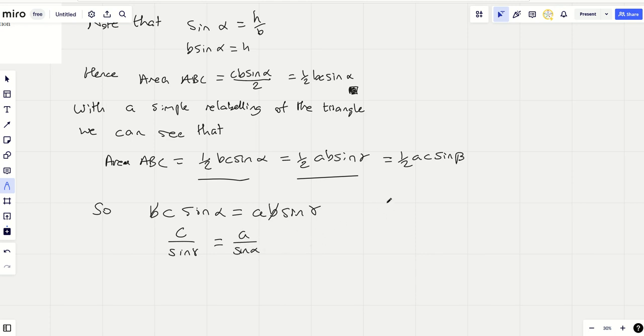Cool, yeah? And then using the last two, we can say AB sine gamma equals AC sine beta. And so what I can do then, cancel the A's and say that B over sine beta equals C over sine gamma. And if C over sine gamma equals that and C over sine gamma equals this, we have the sine rule. Hence, we have the sine rule.